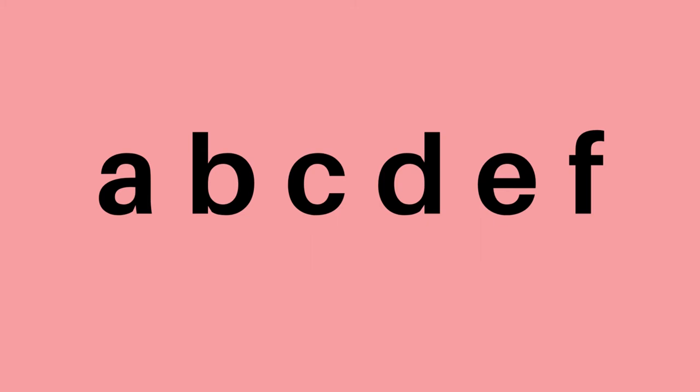And you have to say it after me. Are you ready for that? Very good. The first one is a. Next to a is b. B. Next to b is k. K. Next to k is d. D. Next to d is e. Next to e is f. F. Very good, kids.